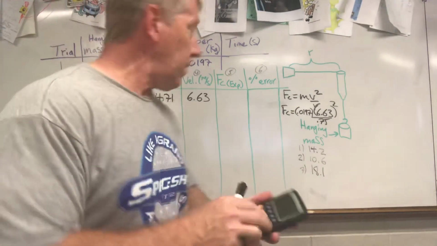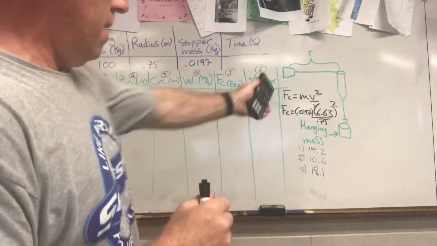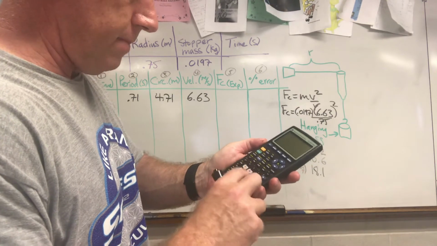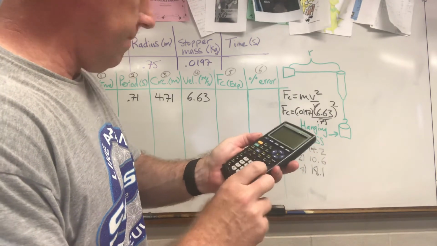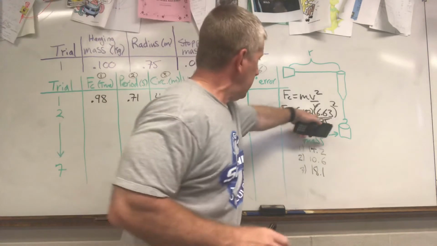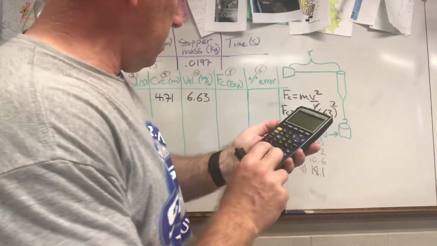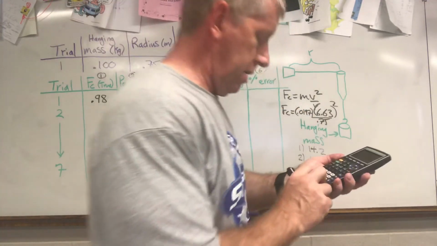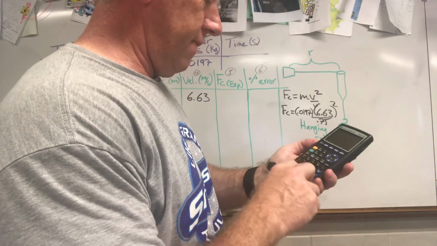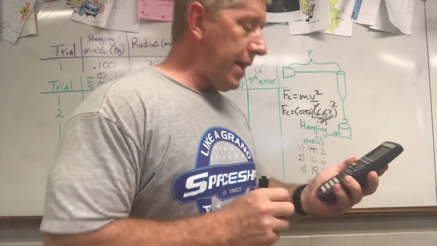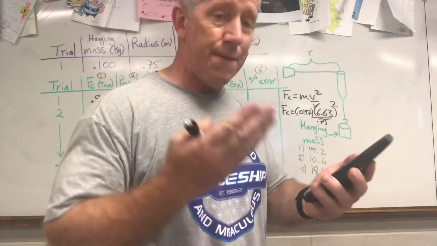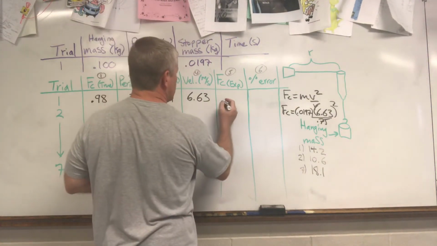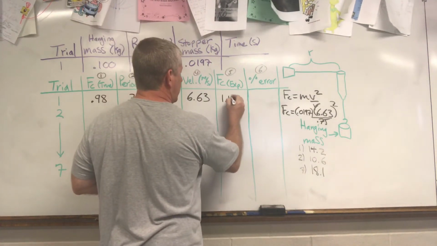All right, so here's how I would do it. 6.63 has got to be squared, so I'll do that first. 6.63 times 6.63. Hit enter. I'm going to multiply that by 0.0197. Hit enter. And then I'll divide by 0.75. Enter. And I come out with 1.15. Okay, 1.15. So our centripetal force is 1.15.